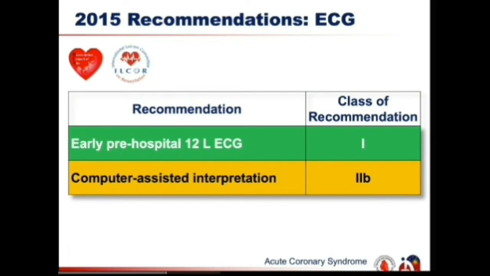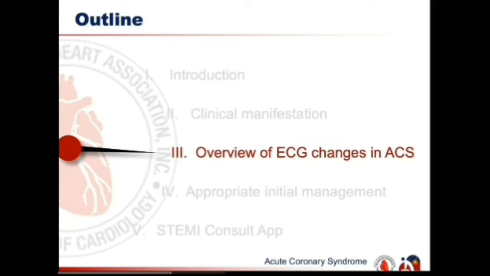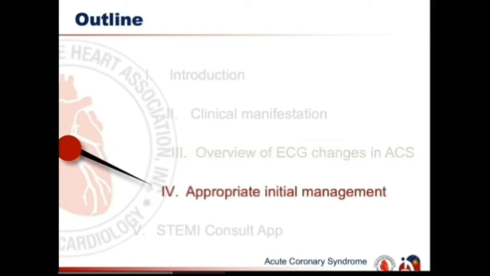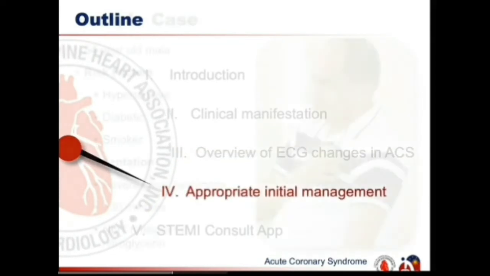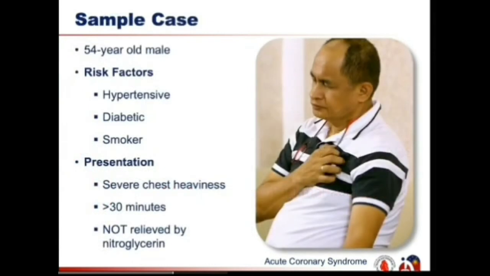Computer-assisted interpretation of ECGs may be used to help EMTs transporting patients relay the result to receiving healthcare institutions. Once an acute coronary event is identified, initial management becomes very crucial. Let us take a look into this case of a 54-year-old male who is hypertensive, diabetic, and a smoker.